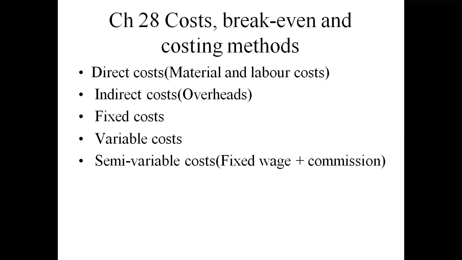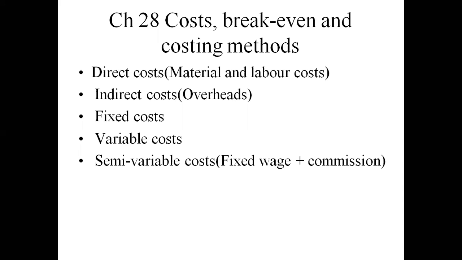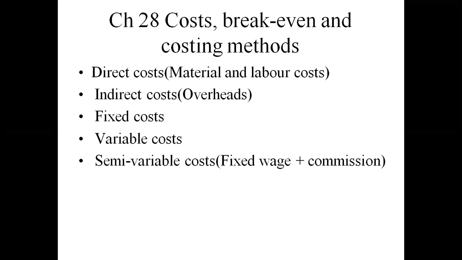Now it means that the workers will be getting a fixed wage, okay, and plus 2% of whatever sales they will make, and whatever items they sell, right? Now this means the fixed wage is a fixed cost for the business, right? But if I talk about commission, which I just told you, 2% of the value of the sales, so commission is actually a variable cost.